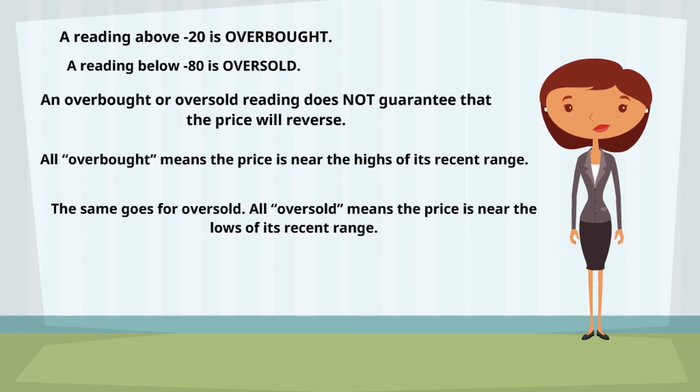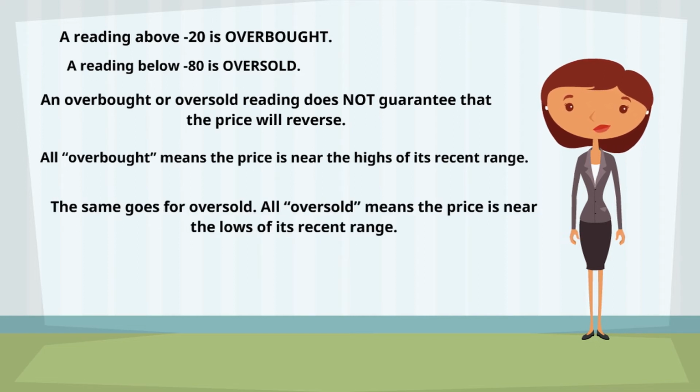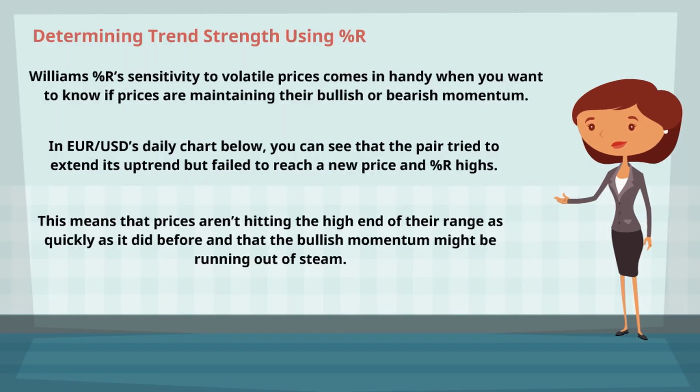An overbought or oversold reading does not guarantee that the price will reverse. All overbought means the price is near the highs of its recent range. The same goes for oversold. All oversold means the price is near the lows of its recent range. Let's look into determining trend strength using %R.